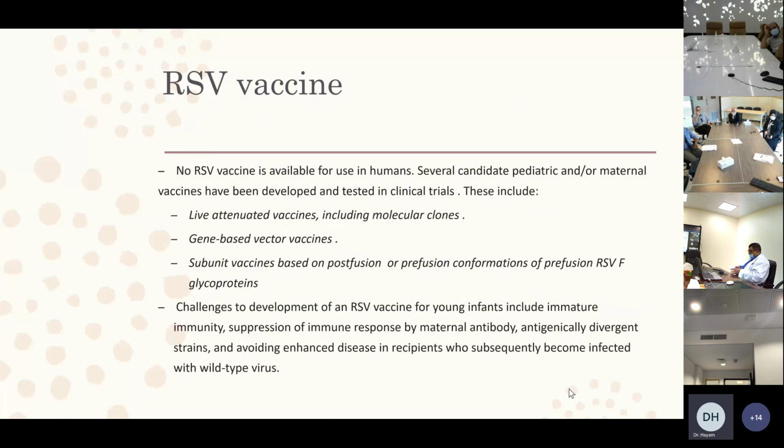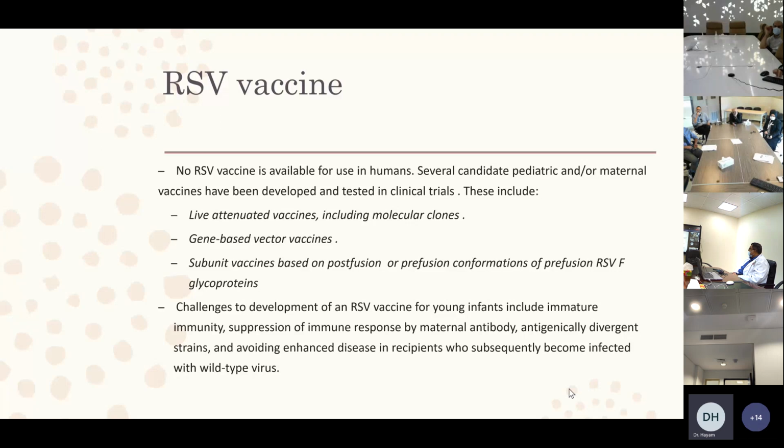We'll go to the vaccine. Until now, there is no RSV vaccine available for humans. Several candidates for pediatric or maternal vaccines have been developed and tested in clinical trials: the live attenuated vaccine, the gene-based vector vaccine, the subunit vaccine, and the prefusion and postfusion conformation of the RSV glycoprotein. There is one recent vaccine that they said will be released very soon. Challenges to develop an RSV vaccine for young children include immature immunity, suppression of immune response by maternal antibody, a lot of strains and mutations in the virus, and avoiding enhanced disease in recipients who subsequently become infected with wild type.